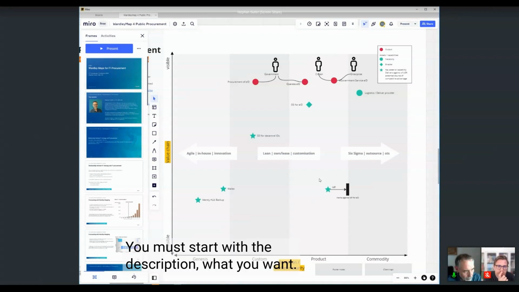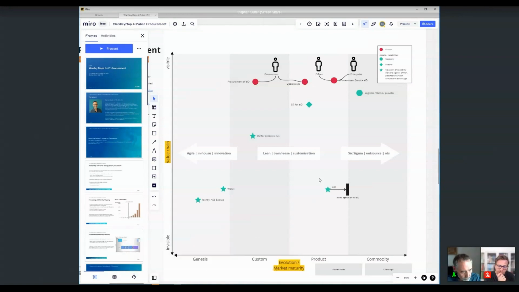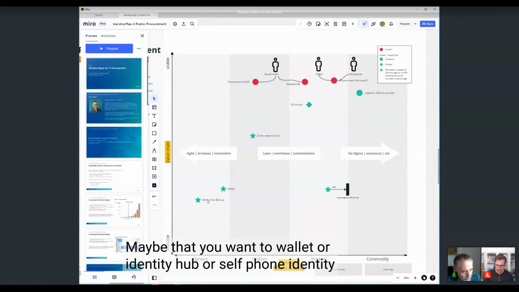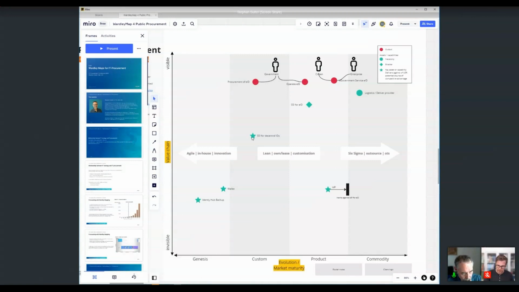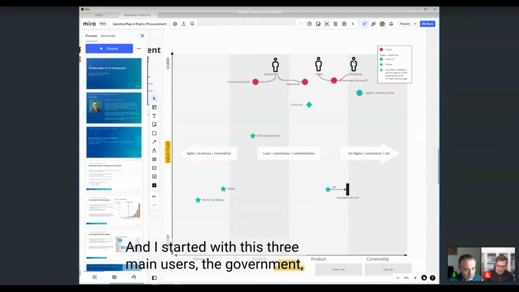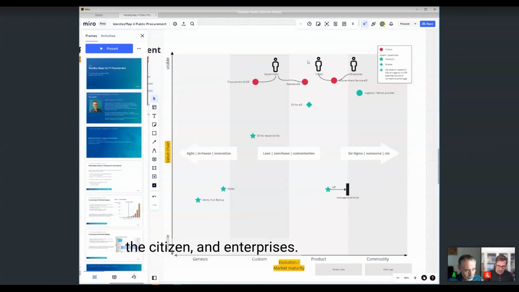You must start with the description of what you want. Maybe you want a wallet or an identity hub or self-sovereign identity for decentral IDs. And each of these functionalities, from the idea until the team can start working, takes easily 9 months. And I started with these 3 main users: the government, the citizen, and enterprises.